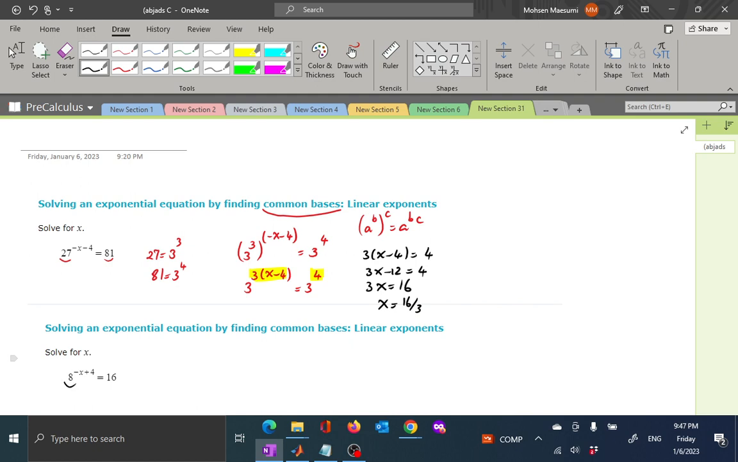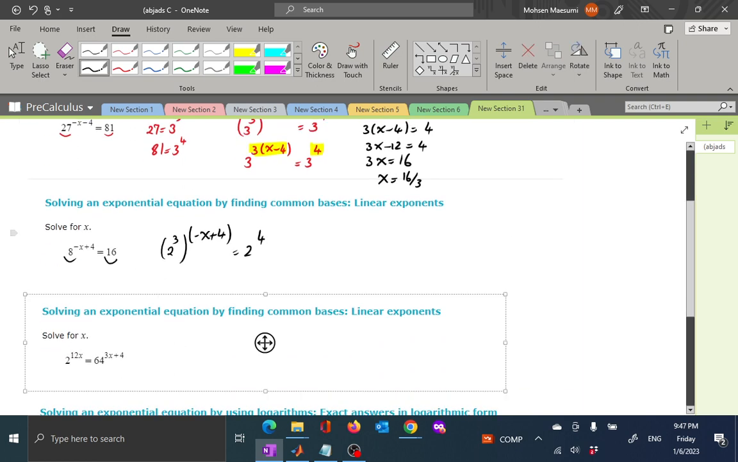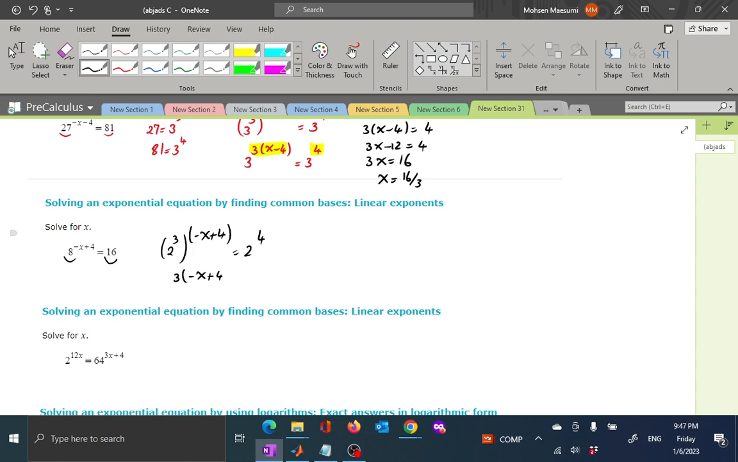So what do you think we should do here? What is the common base here? Of course, this one can be written as 2 cubed to the power of minus x plus 4, and this is 2 to the power of 4. We see that the exponent is 3 times minus x plus 4, and the right hand side is 4. So minus 3x plus 12 is equal to 4. So minus 3x, I subtract 12 from both sides, and so x becomes 8/3, and so on.